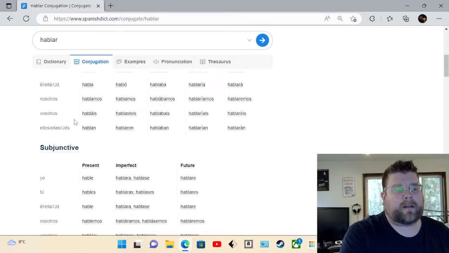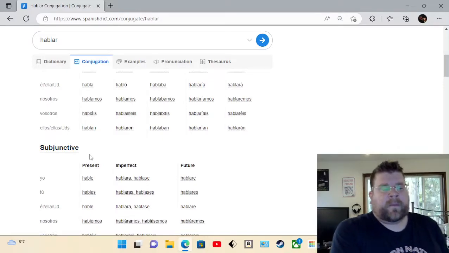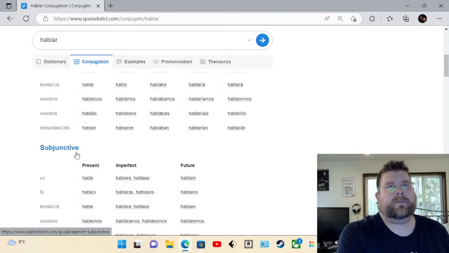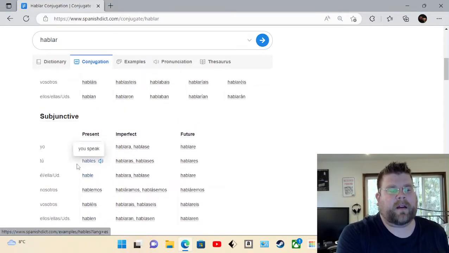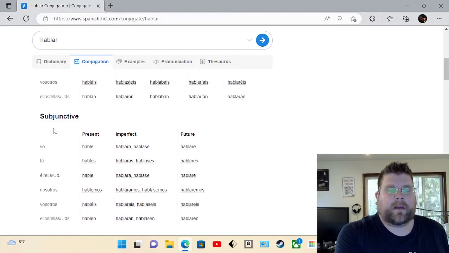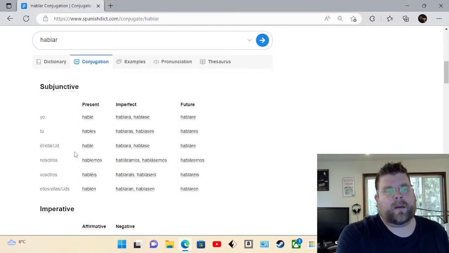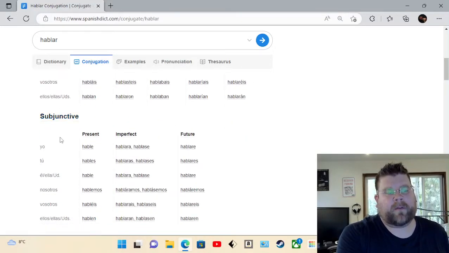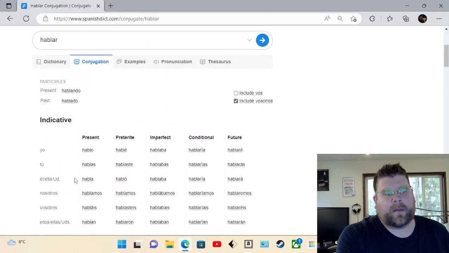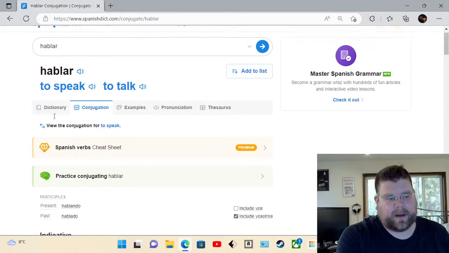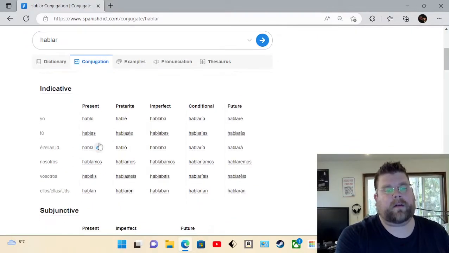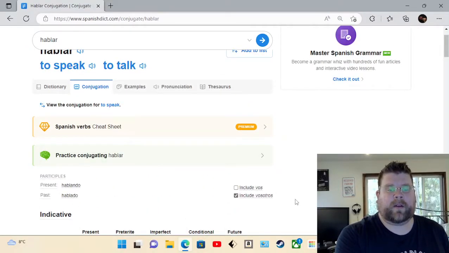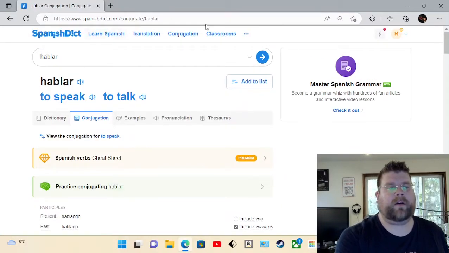Then the stuff underneath it, like subjunctive and imperative, is a nice reference here, but we're going to learn that later on in grammar lessons. So it's not really as helpful to write down in your notebook. But these three things, the infinitive, the participles, and the indicative chart, that is important to write down in your notebook. All right?